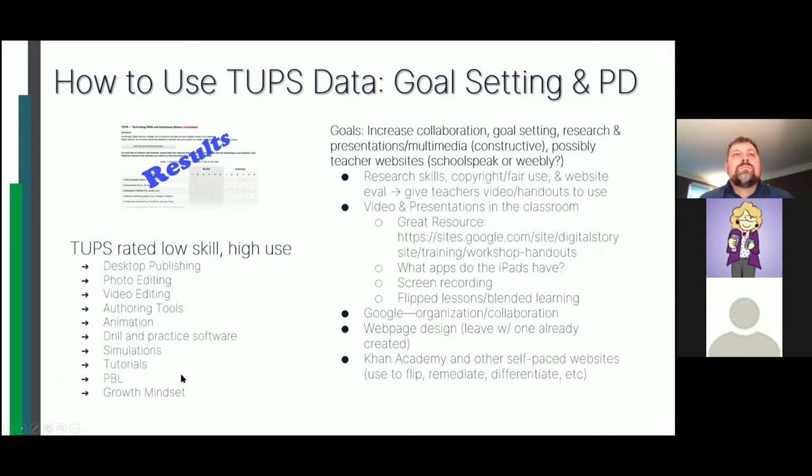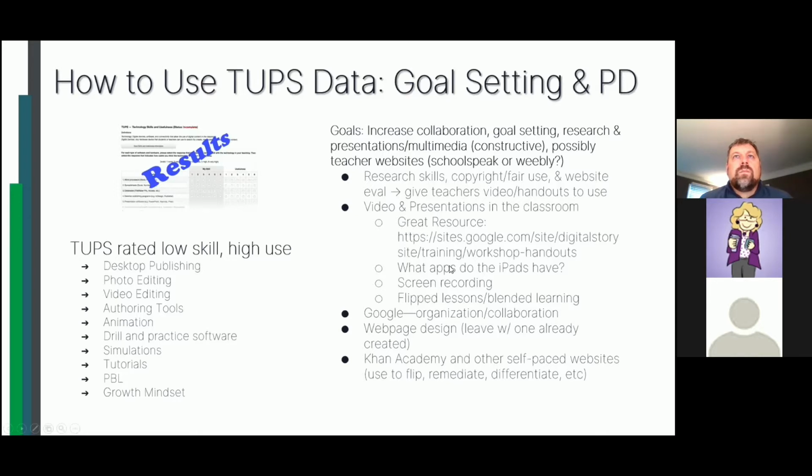So we started doing trainings after school, once a month, on desktop publishing, photo editing, Adobe Spark, whatever, just different ways to use it in the classroom. And those are things where you don't need teacher buy-in because they already see that it's high use, so they're ready to jump on board with that. They just need the skills. So that's one way we use the TUPS.